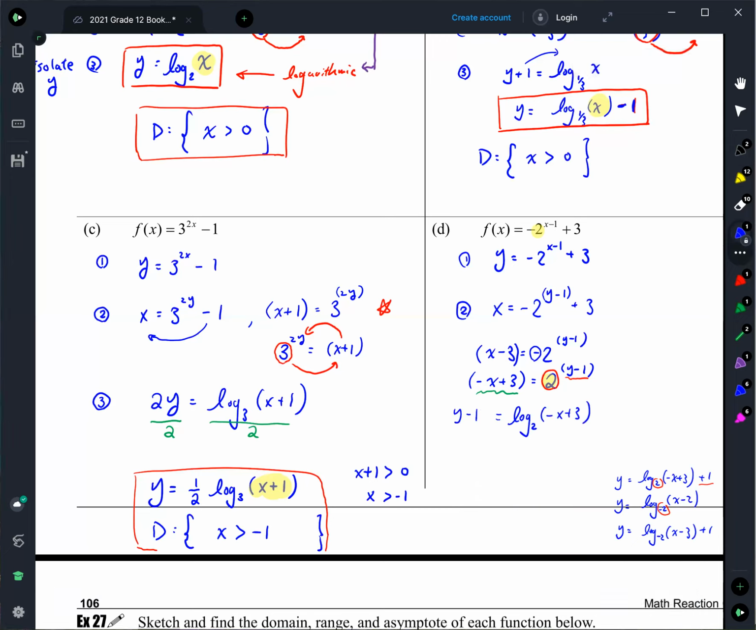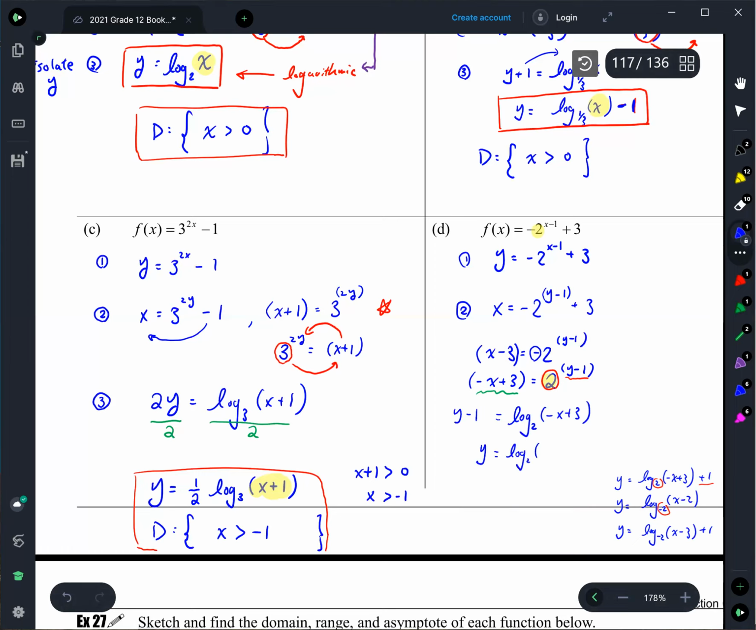Okay, and then you isolate the y by moving the minus 1 over. So it'll be log base 2 of negative x plus 3, plus 1. That plus 1 cannot be added with the 3, because it's not in the log. Okay, very good. So we have a correct answer there.